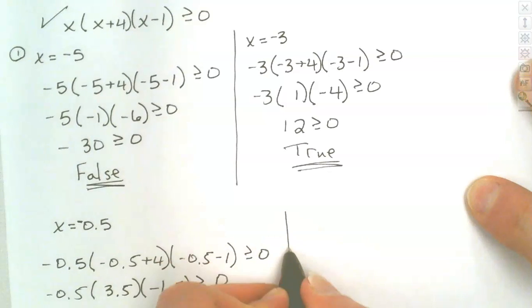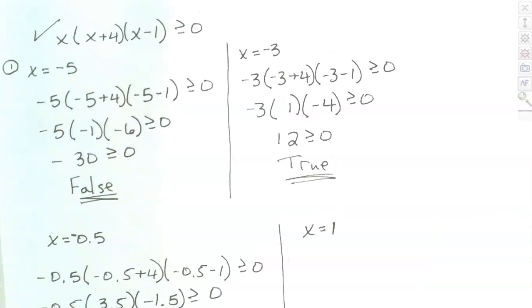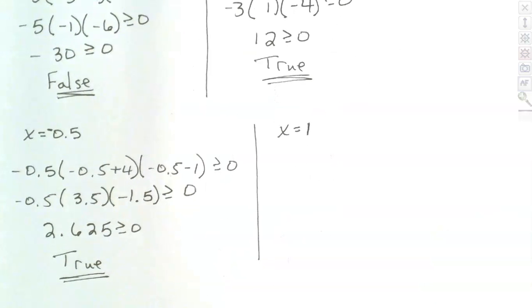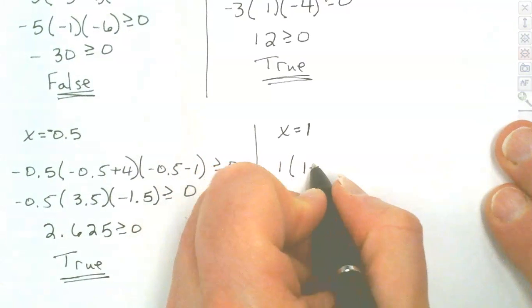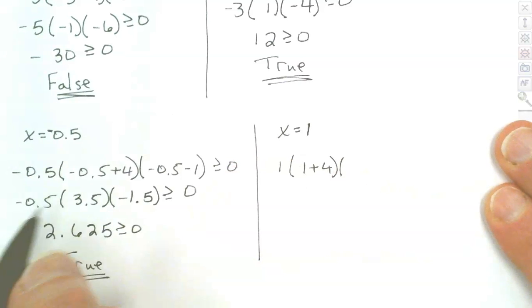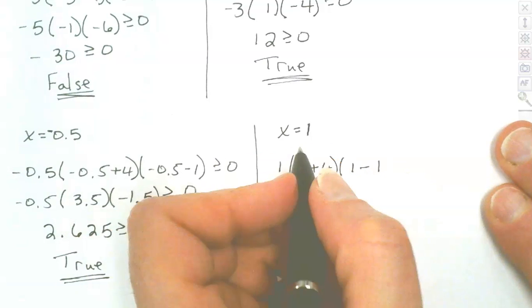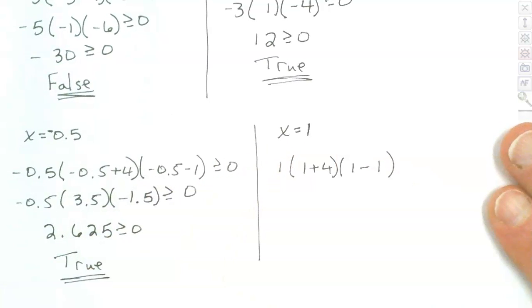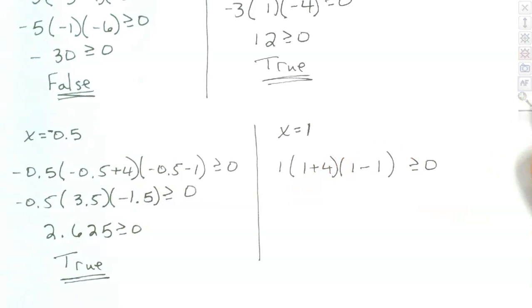Okay, now we're going to check our last one, which is 1. So if I pick that 1, let's see what we have. We have 1 times 1 plus 4, 1 minus 1 there. And that's going to be now greater than or equal to 0. Let's see, did I copy something down wrong? I want to make sure I didn't make a mistake here, because something doesn't quite look right.